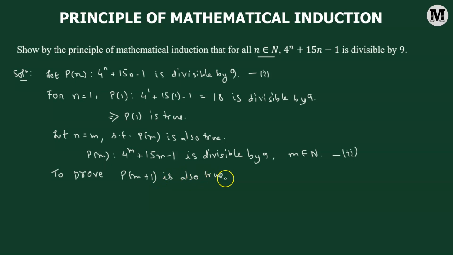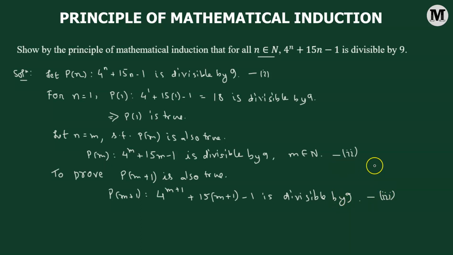How do we verify that P of m plus 1 is a true statement? We'll have to show that 4 raised to the power of m plus 1 added to 15 multiplied by m plus 1 minus 1 is also divisible by 9. So this is what we have to show. So how do we show that this is divisible by 9?